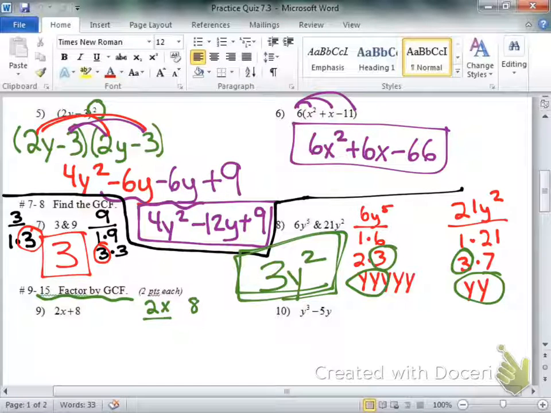So here I have 1 and 2 with an x. Here I have 1 and 8, 2 and 4. No x's. So what's the GCF? 2. So I am going to factor a 2 out to the front. Remember, factor means to just rewrite as a multiplication problem. So we're rewriting these to look more like the ones in that top section.